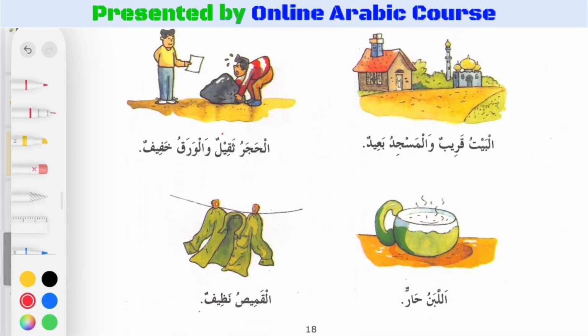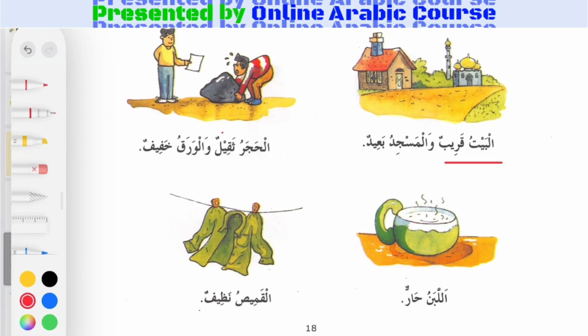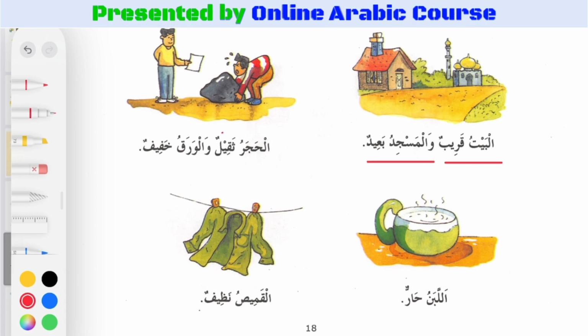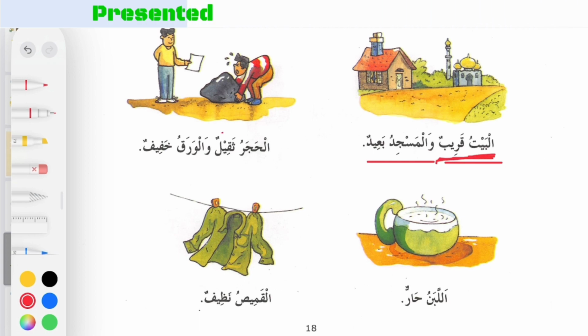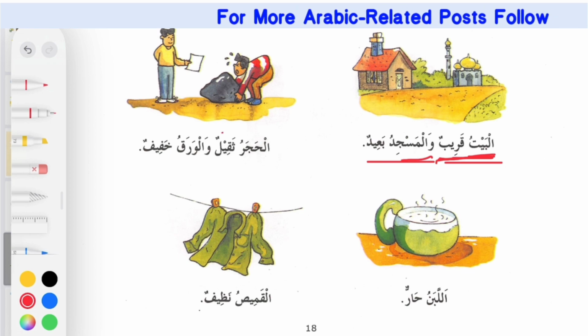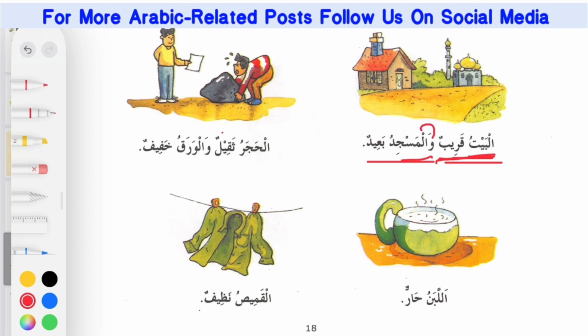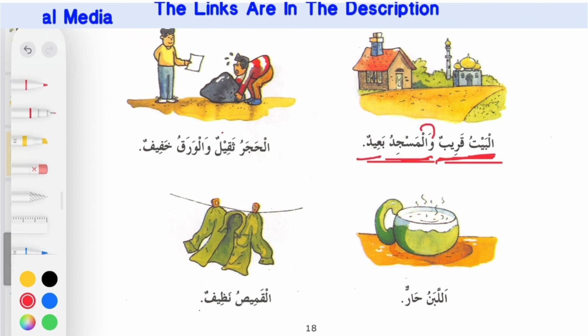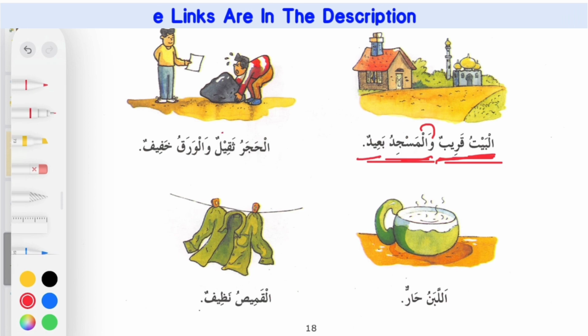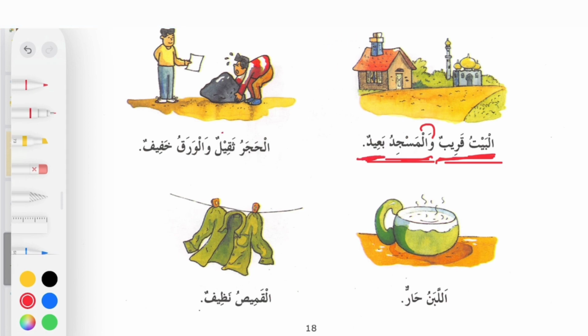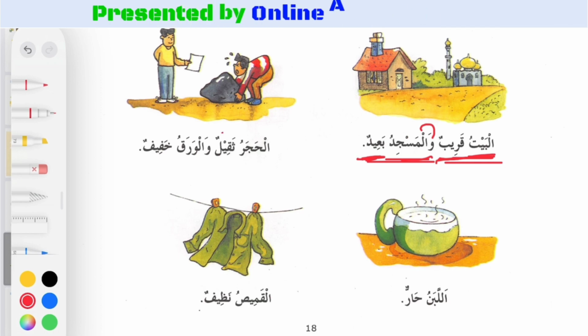And then we have Al-baytu qaribun wal masjidu ba'idun. Al-baytu, the house, qaribun, is near. The house is near. Wal masjidu, waw with lam, wal masjidu ba'idun, and the mosque is far away. Ba'idun, far away. Al-baytu qaribun wal masjidu ba'idun, the house is near and the mosque is far away.